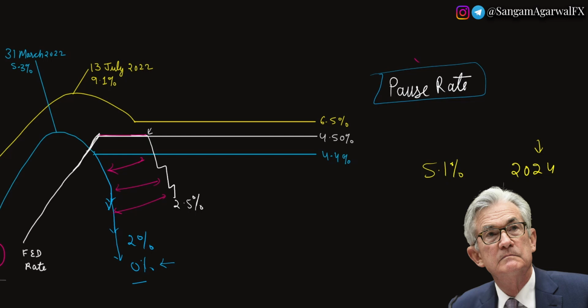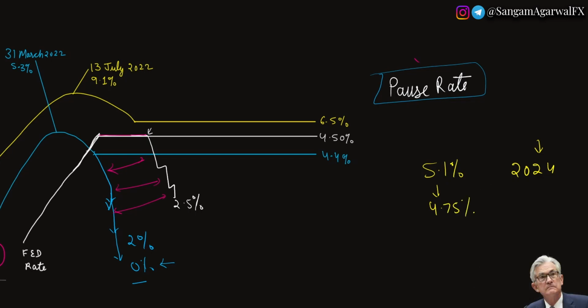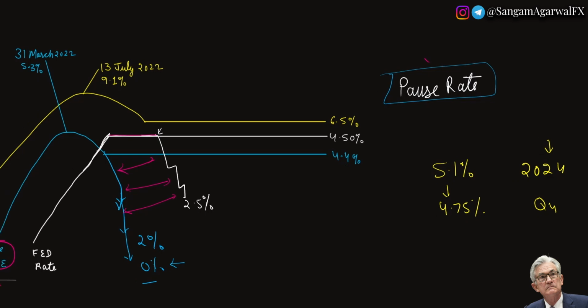But things will change, and the market is now expecting that they will announce a terminal rate of 4.75, and they can give a signal for a rate cut in the fourth quarter this year. So this is the expectation for the FOMC meeting this week.